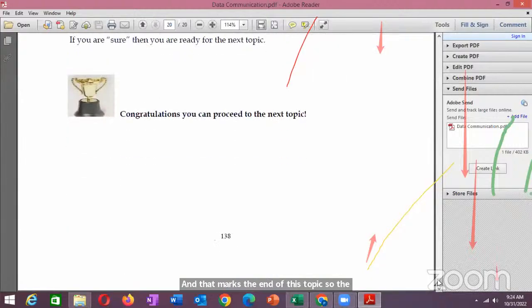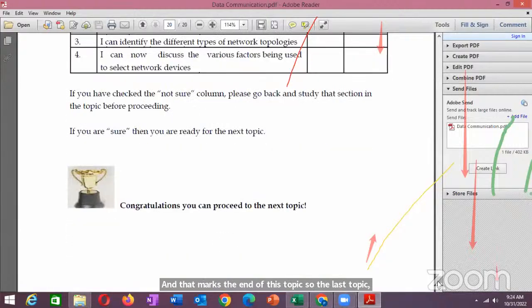So the last topic we are going to look at is data representation, which is our last topic in this course. And mostly it will be mathematics. So be keen, don't miss the lessons.